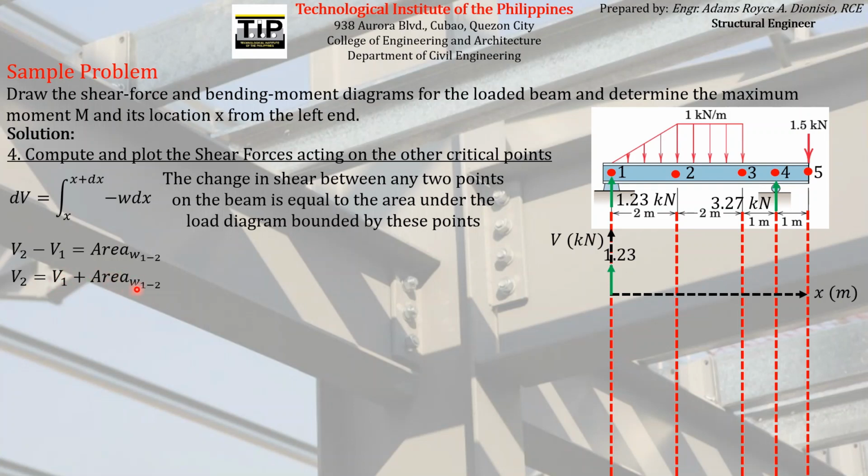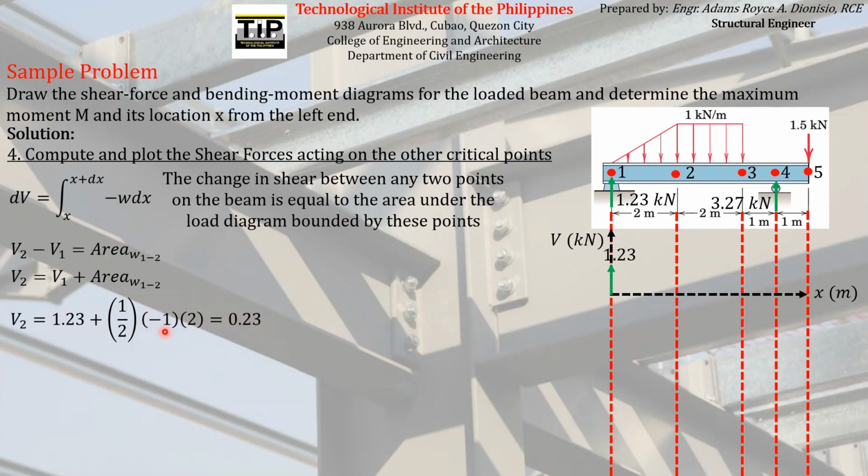How about this one? How can we get the area under the load diagram between point 1 and point 2, which is this? Obviously, this is just a rectangular load. So the area of a rectangular load is just base times height. 1/2 of 2 times 1 kilonewton per meter. So we just have to substitute that on this equation, and it will give us a result of 0.23.